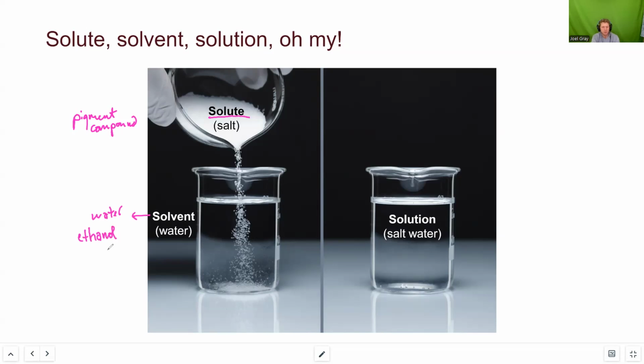Basically, whenever we talk about a solution, what you need to know and be able to identify is what is the solute and what is the solvent. The solvent is the thing that is in greater abundance. So what is there more of? The solute is the thing that gets dissolved. The solvent is what it gets dissolved in. And a solution is the result.